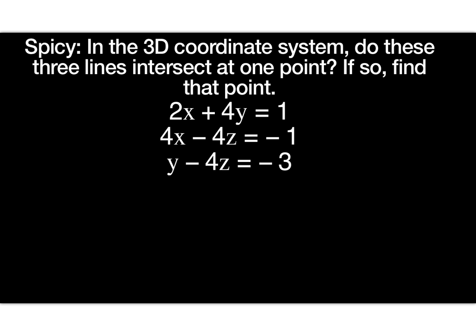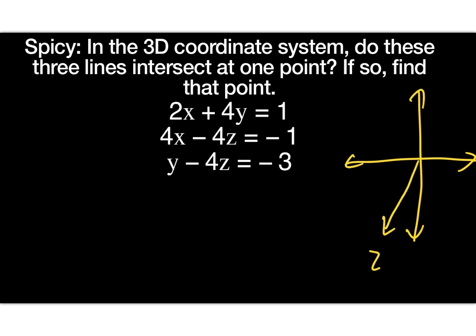Now, if we try to get a little spicy, in a 3D coordinate system, you've done X and Y. Z comes out at you like this, where it's X, Y, and Z. The process becomes more challenging because you have to really keep track of which equation goes to which equation.